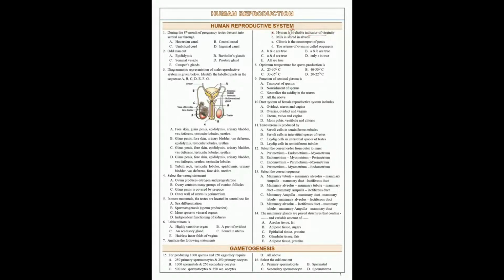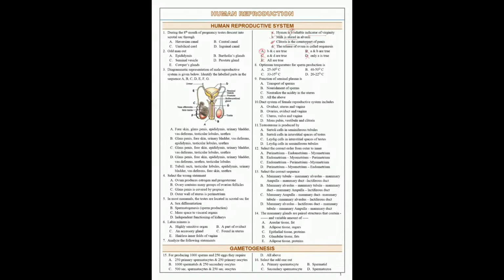Clitoris is the counterpart of penis. Yes, so this is also correct. The release of ovum is called oogenesis. No, that is ovulation. So this is wrong. So which are true? B and C are true. A and B are true is given, so this is wrong, A is false. Only A is true, false. All are true, false. So the correct answer is: milk is stored in alveoli and clitoris is the counterpart of penis.